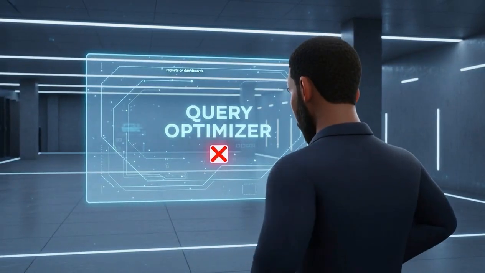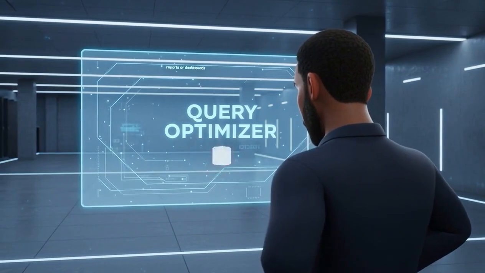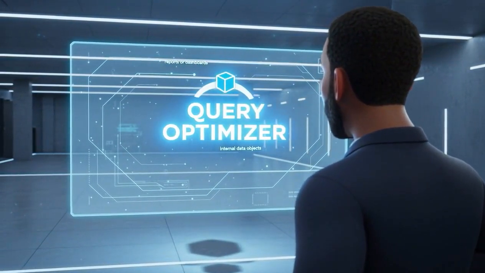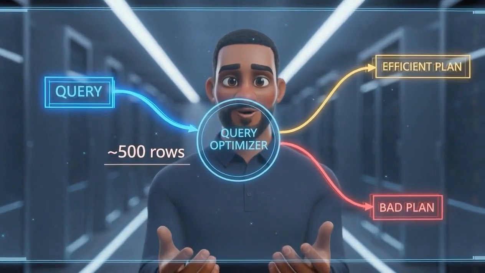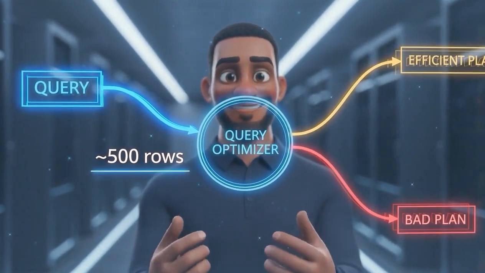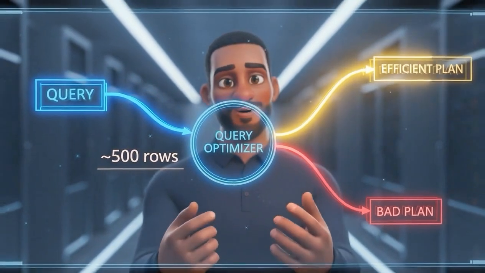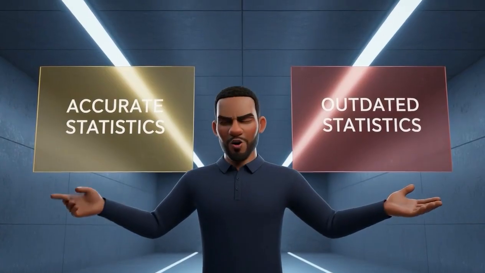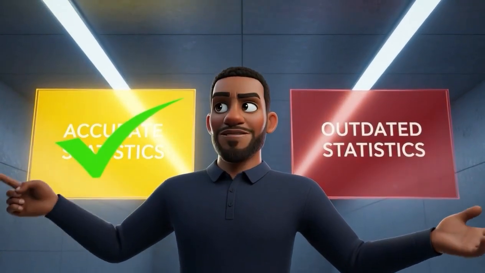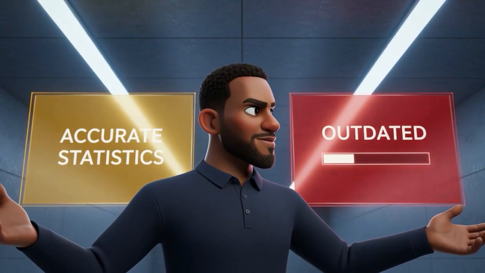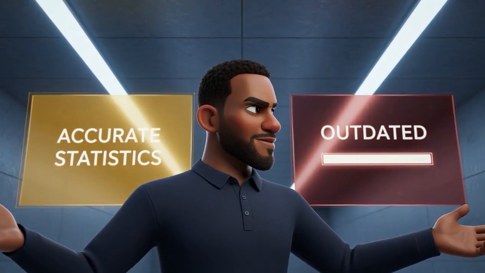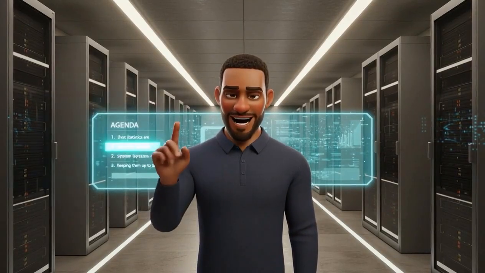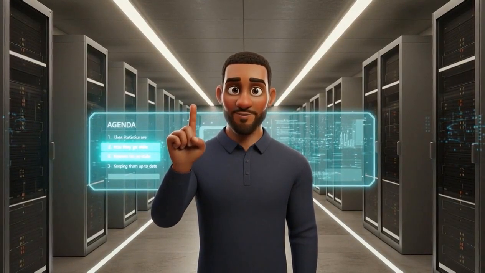Statistics in SQL Server are not about reports or dashboards. They're internal data objects that the query optimizer uses to make decisions. Every time you run a query, SQL Server's Query Optimizer looks at statistics to estimate how many rows will be returned and uses those estimates to choose the most efficient execution plan. When statistics are accurate, the optimizer makes good decisions and queries run fast. When statistics are outdated or missing, the optimizer makes bad decisions and queries slow to a crawl. In this video, we'll cover what statistics are, how they go stale, and how to keep them up to date.